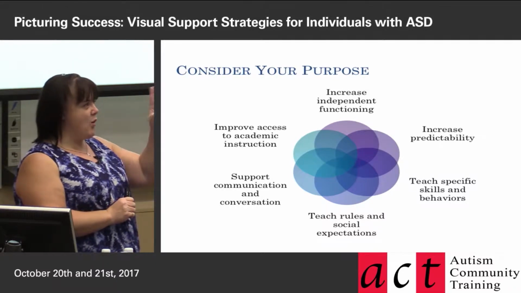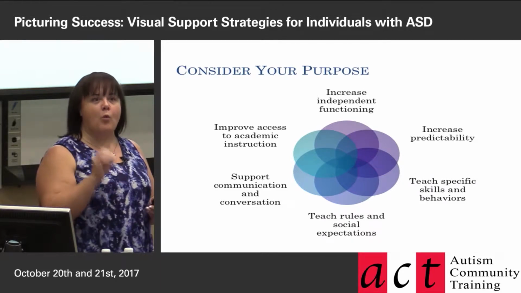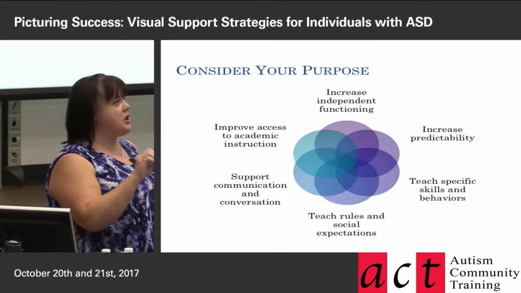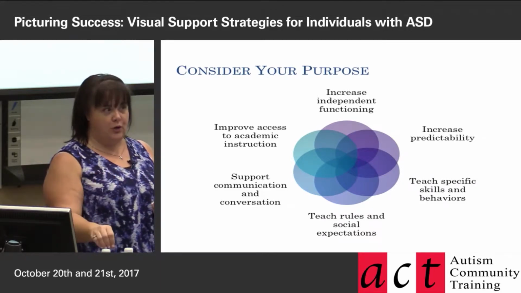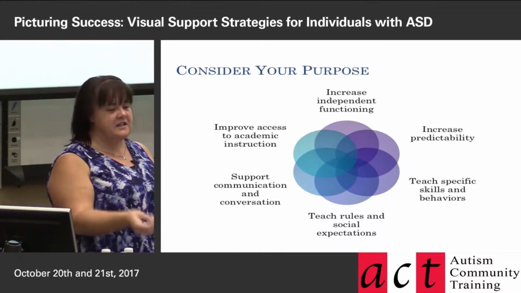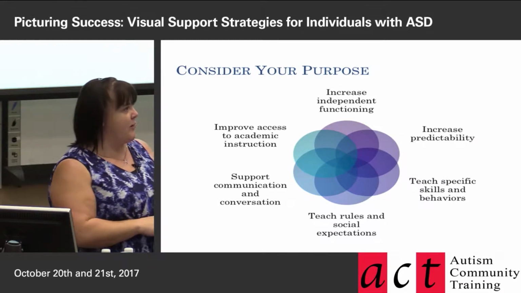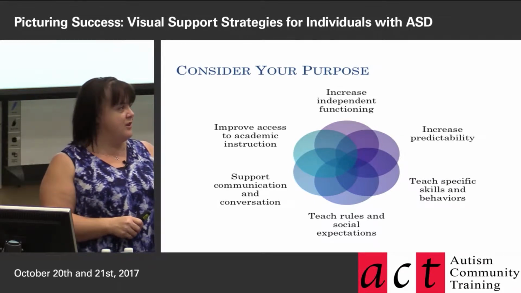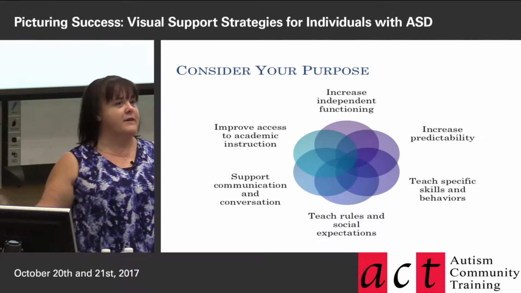Pick one thing, and think about what it is that I want this student to learn or to be able to do. How is a visual support going to help this student? What kind of visual support is going to be most appropriate? But really start with having a purpose, right? Because you can't achieve everything at once.